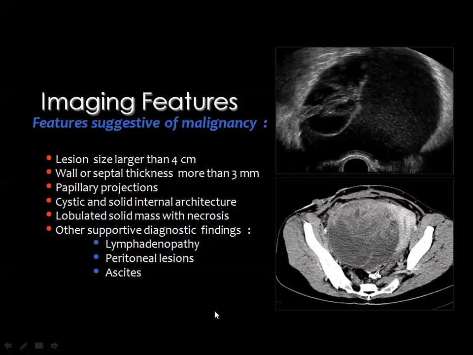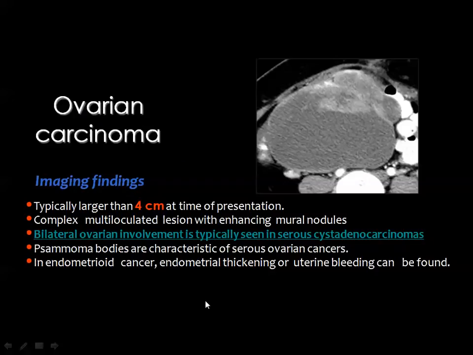Then if you see, and this is a rare presentation, a solid mass with central necrosis, and you see some supportive findings for malignancy like the presence of metastatic lymphadenopathy, peritoneal metastases or deposits, and the presence of ascites as well. Then in this lesion, you see a big mass which is predominantly cystic, but there is a solid component, and this solid component will raise, of course, the possibility of being malignant.